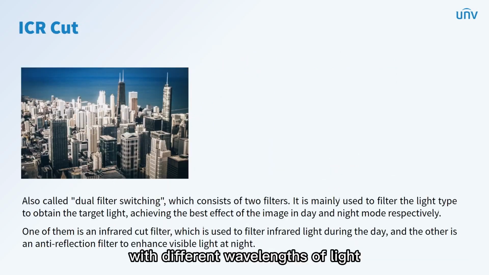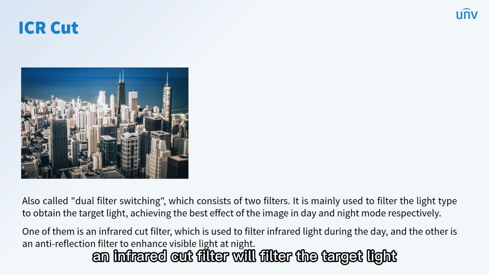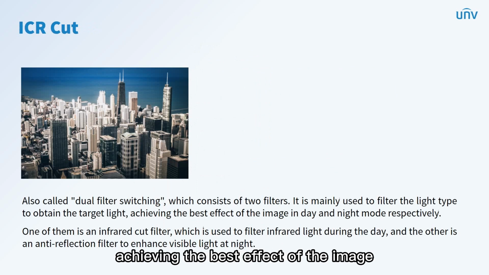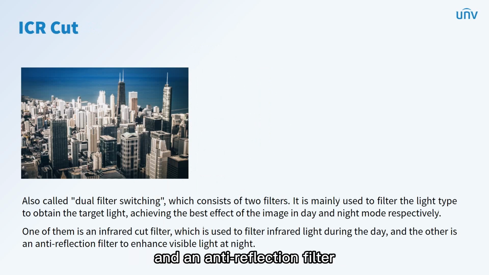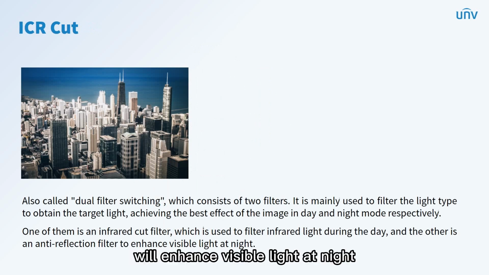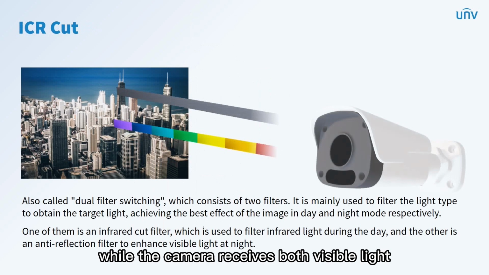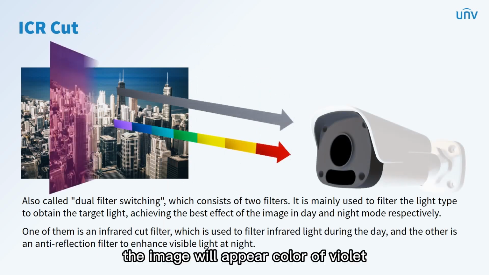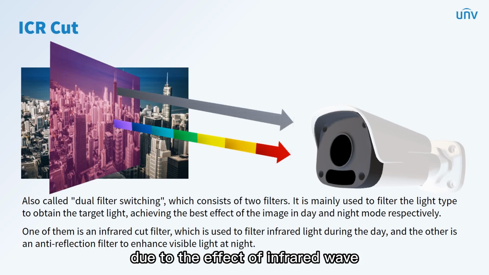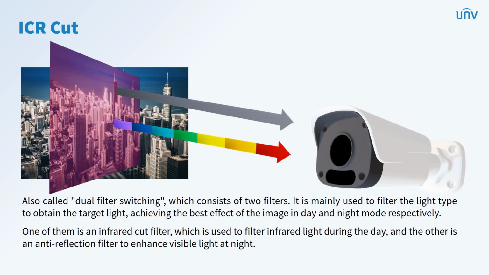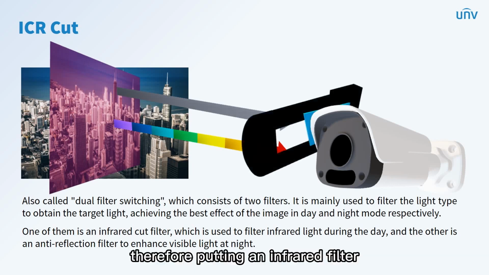With different wavelengths of light, an infrared cut filter will filter the target light, achieving the best effect of the image in day and night mode respectively, and an anti-reflection filter will enhance visible light at night. While the camera receives both visible light and infrared light, the image will appear color of violet due to the effect of infrared wave. Therefore, putting an infrared filter can greatly solve the problem.